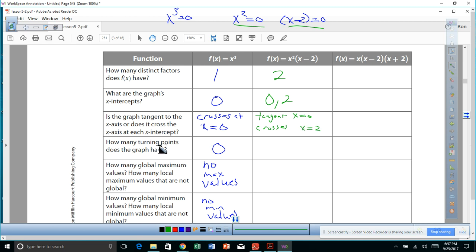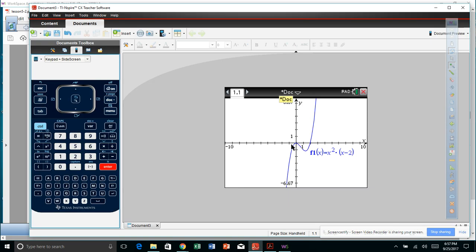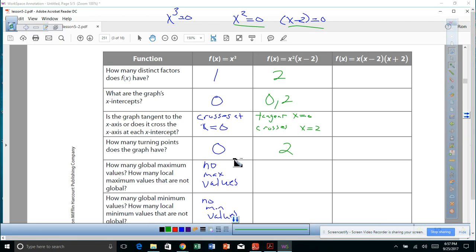How many turning points does the graph have? It has 2. Let's look. It goes up here and then back down, and down here and then back up. So it has 2 turning points.